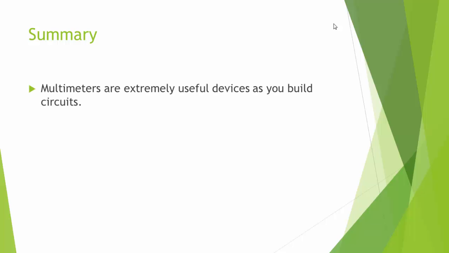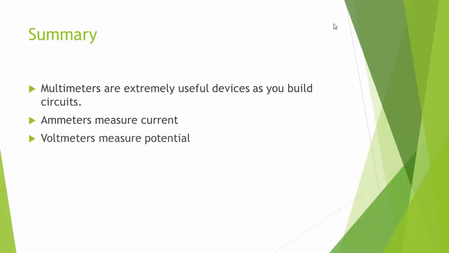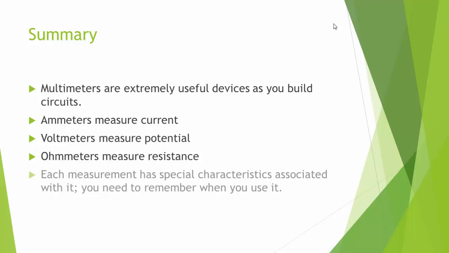So to summarize, multimeters are very useful devices as you build circuits. Ammeters measure current, have to be wired in series. Voltmeters measure potential. Your circuit has to be under power. Ohm meters measure resistance. You need to disconnect power in order to measure resistance. Each of those measurements has special characteristics. You need to be able to talk about how you can go ahead and use those tools accurately.